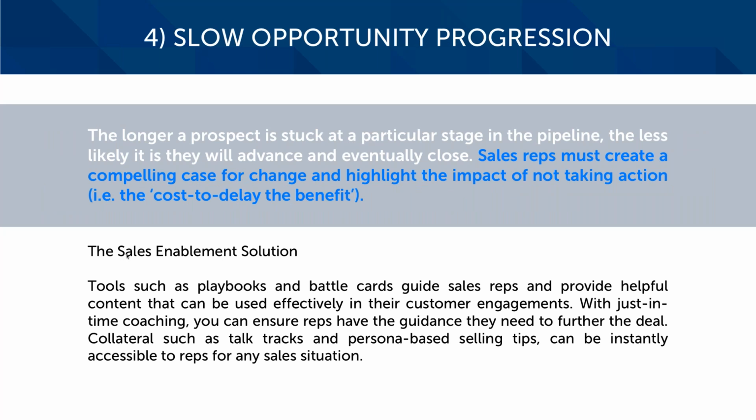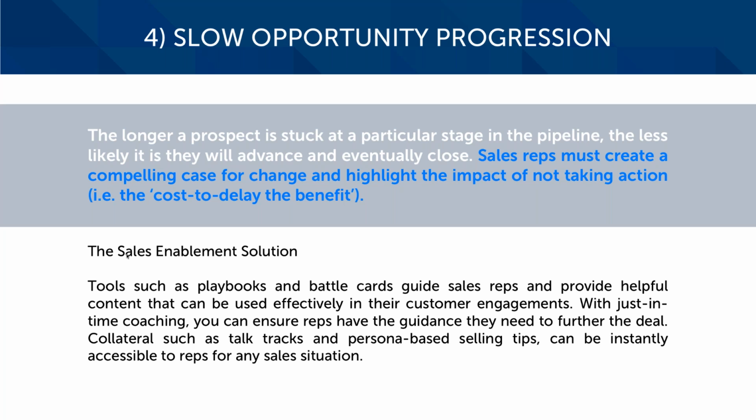The fourth item or indicator that you need sales enablement is that you see that your opportunities are not progressing. Okay, and I think a lot of you, knowing the audience that we have on this webinar, will know that the longer an opportunity or a prospect is stuck at a particular stage in the pipeline, the less likely it is that they will advance and eventually close. It's very rare that you see a deal stay a large amount of time in one particular stage and still close. So you want to make sure you're paying attention to that.